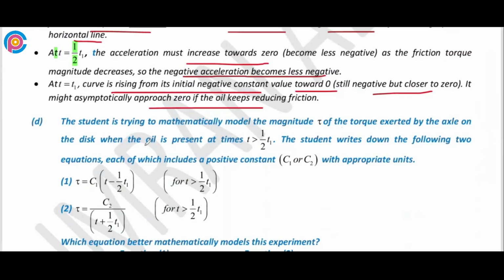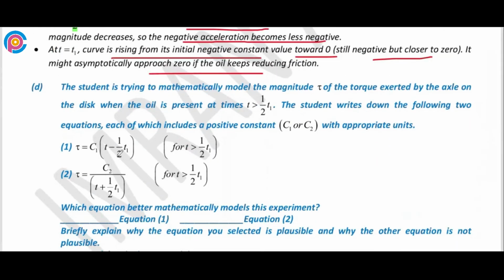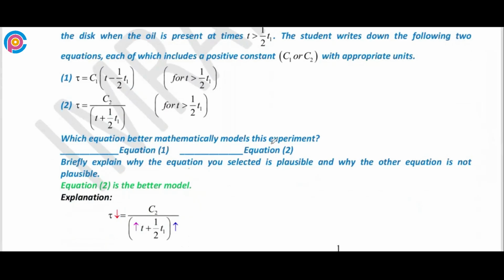Now the next part. The student is trying to mathematically model tau, the torque exerted on the axle of the disk when the oil is present at times greater than half t1. The student writes down two equations, each including a positive constant, c1 and c2, with appropriate units. Equation 1: tau is equal to c1 times (t minus half t1), where t is greater than half t1. Equation 2: tau is equal to c2 over (t plus half t1), where time is greater than half t1. Which equation mathematically models this experiment? Explain why the equation you selected is plausible and why the other is not.